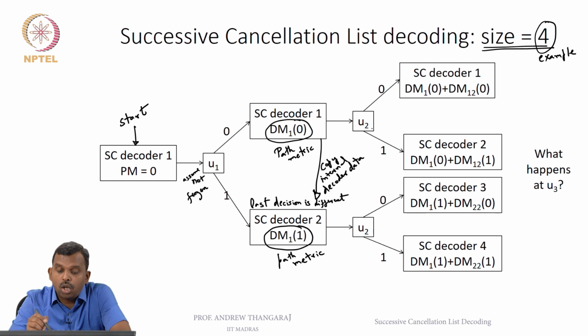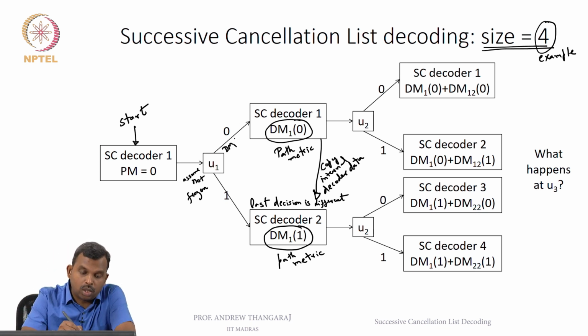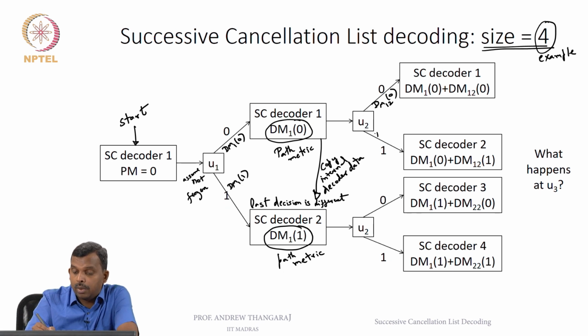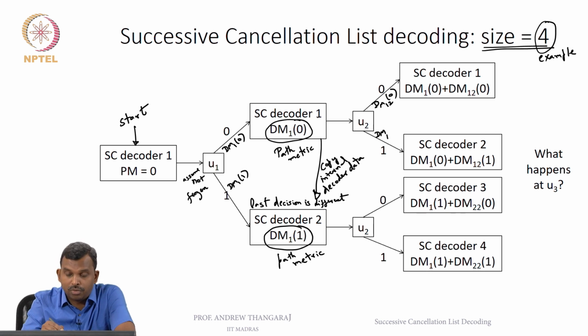The next you go on to u2, again I am assuming this u2 is not frozen. Then what do you do? You again divert it into 2. So, you make both decisions 0 and 1, and one more decision metric will be added. Like I said, this is decision metric 1 of 0, this is decision metric 1 of 1. Likewise, this I will call the decision metric on the first decoder for the second bit when you make a decision 0. Likewise, here, decision metric in the first decoder, sorry, this is the first decoder still, for the second bit when you make a decision 1.